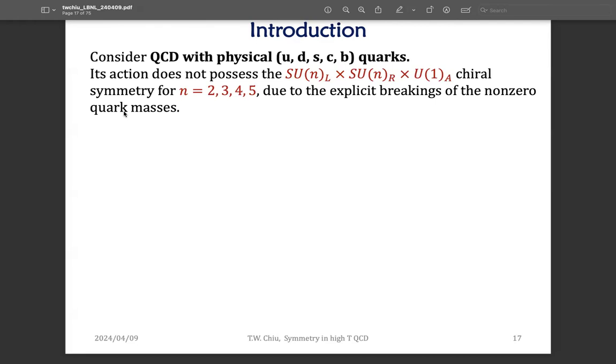Now consider QCD with physical u, d, s, c, b quarks. Since they have masses, the masses break all the chiral symmetry, so it does not have the SU(N) x U(1) for any integer N from 2, 3, 4, 5.